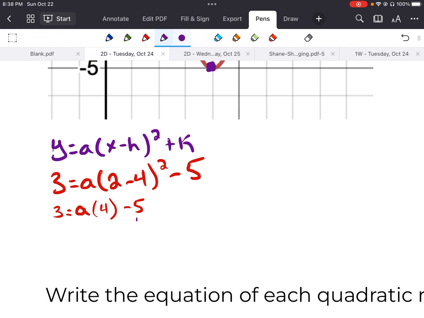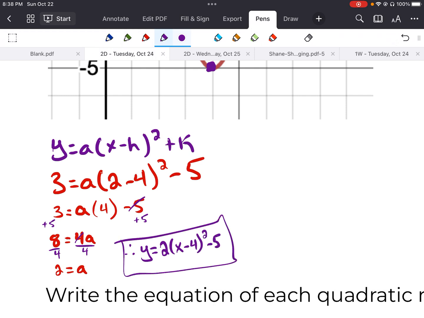So we're going to want to add the 5 to both sides to get rid of it. 3 plus 5 is 8. 8 equals 4a, so we divide by your coefficient, and a equals 2. So therefore, the equation is y equals a value of 2, h value of 4, k value of -5. And there's the equation.